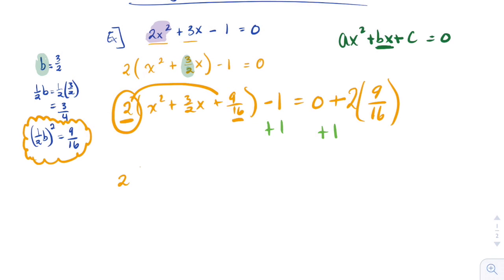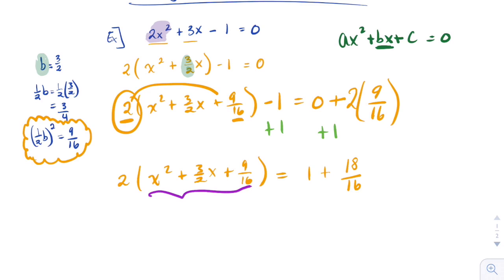So now I have 2 times x squared plus 3 over 2x plus 9 over 16 equals 1 plus 18 over 16. Okay, I just simplified the 2 times 9 over 16. Now this might be a little bit easier to factor when it's more familiar terms, maybe integers. It's a little bit easier to know what that factors into.